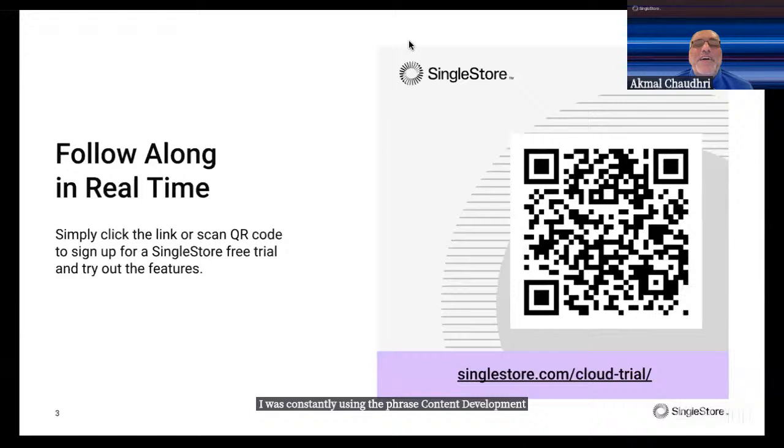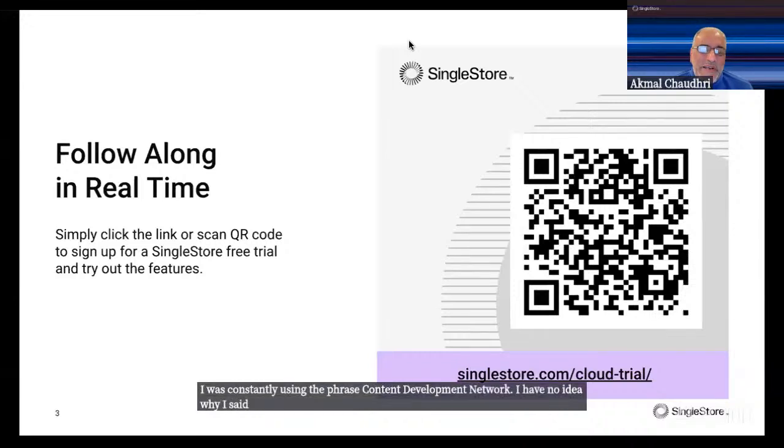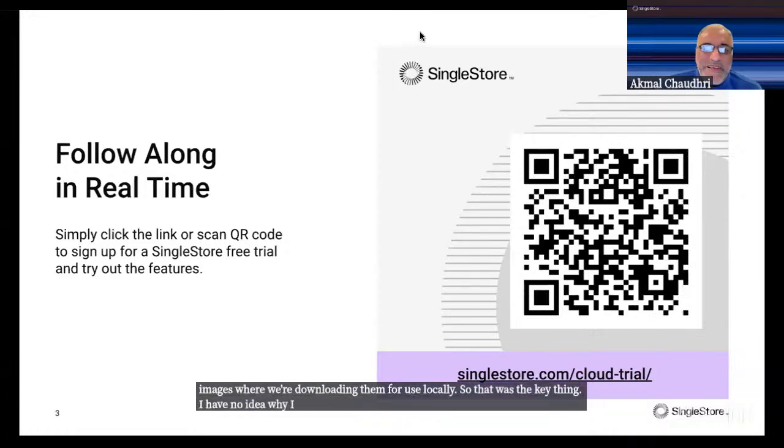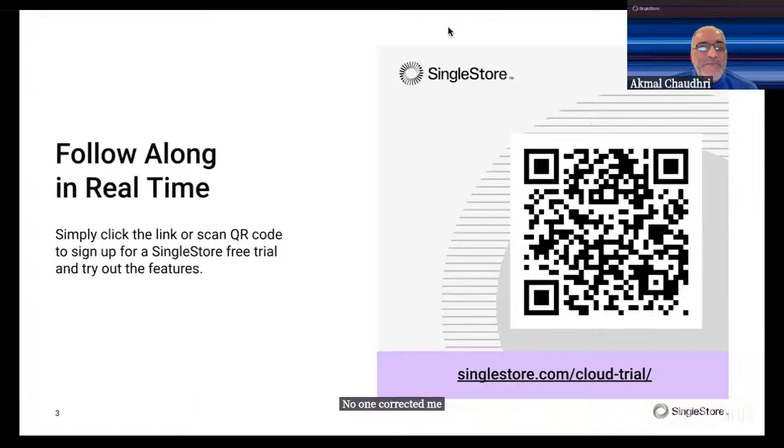I have no idea why I said that. It's content delivery network. Okay, so this is where we're hosting these images, where we're downloading them for use locally. So that was the key thing. I have no idea why I was using that phrase, but just to clear that up, no one corrected me, so I thought I better do it myself.